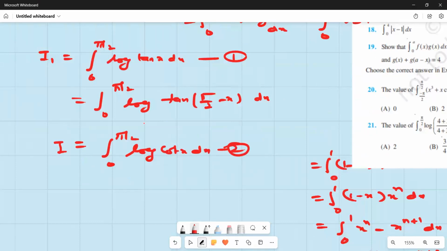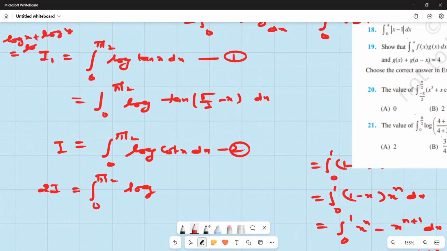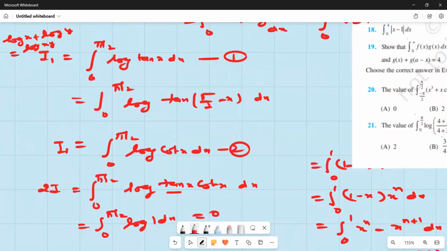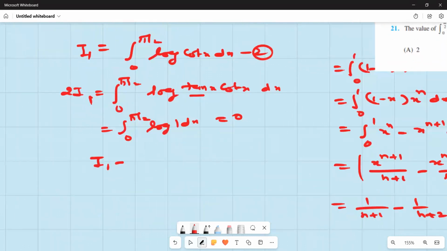This you have to solve separately. So 2I1 is equal to 0 to pi by 2 of log tan x plus log cot x. So we know the property log x plus log y is log xy, no? So if we use that property, it will become log tan x cot x dx. Tan and cot are 1 now, because cot is 1 by tan. So this is 0 to pi by 2 log 1. Log 1 is 0. So I1 is coming 0. So this I1 is equal to 0.